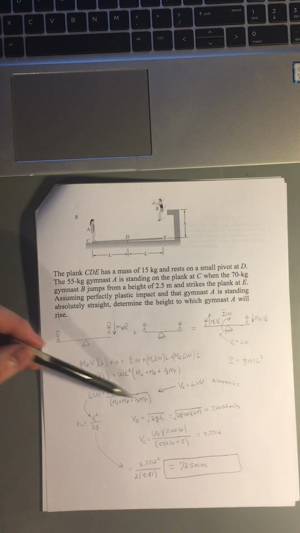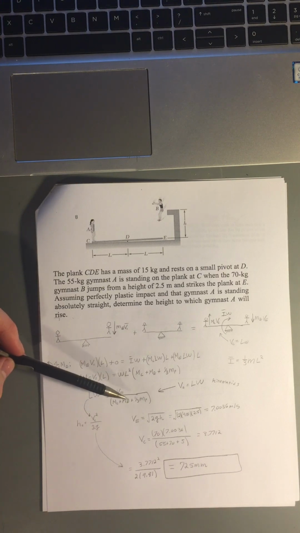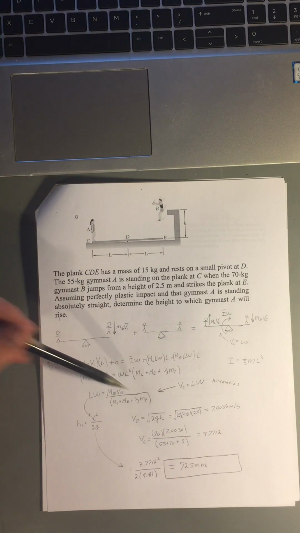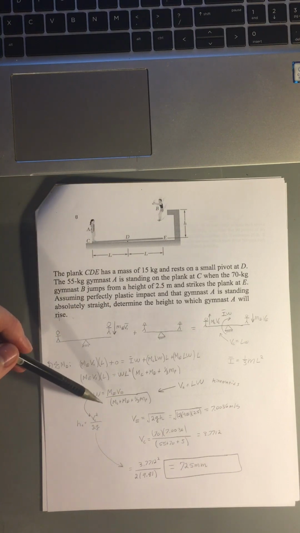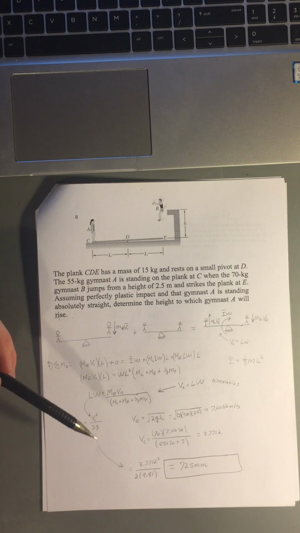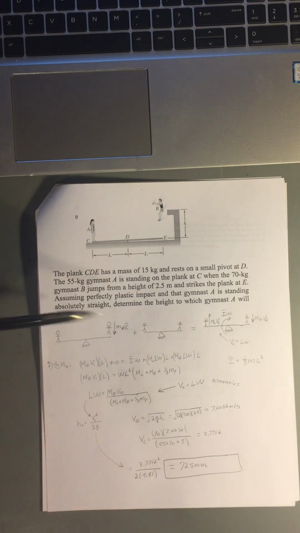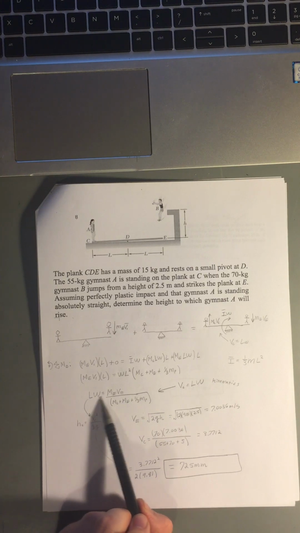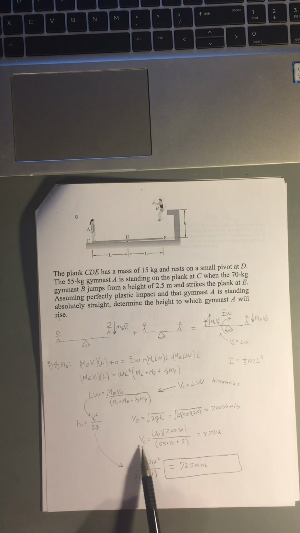And then we can plug that in here. And now we have all of these masses. So we have the mass of C, the mass of gymnast E, and then the mass of the plank, which was all given to us. And so we can plug in all of those values and solve for our L omega term, which is our velocity of C term, and that comes to 3.7712 meters per second.